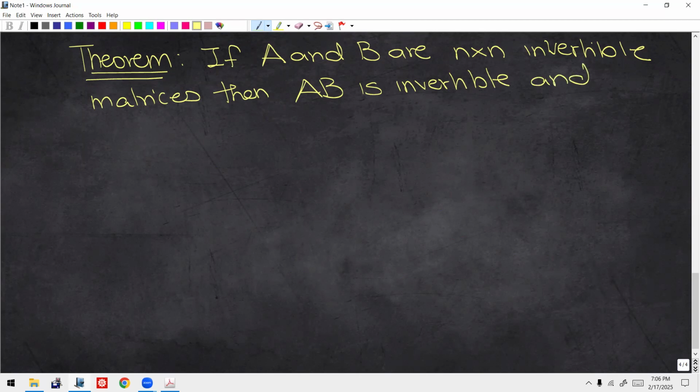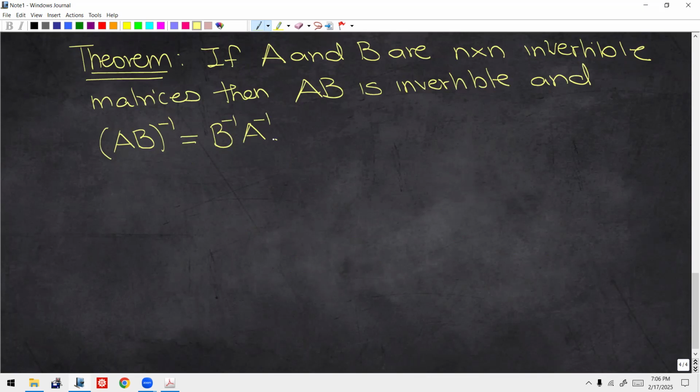And the inverse of that, so this is interesting. This is very similar to the transpose. The inverse of this is given by B inverse, A inverse. Look at the order here. It's different, okay?